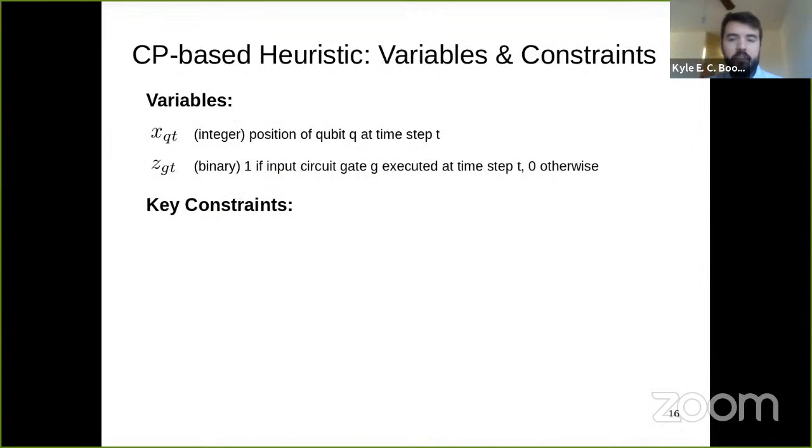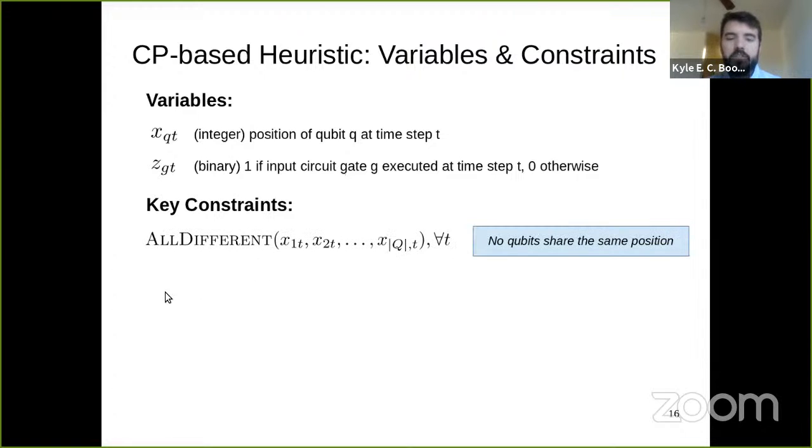Just to summarize the variables and constraints we use in our CP-based heuristic. Our variables are x_qt, the position of qubit q at time step t. z_gt is a binary variable that takes on a value of 1 if input circuit gate g is executed at time step t and 0 otherwise. Note that this is not talking about swap operations. This is only those gates that are part of the input circuit.